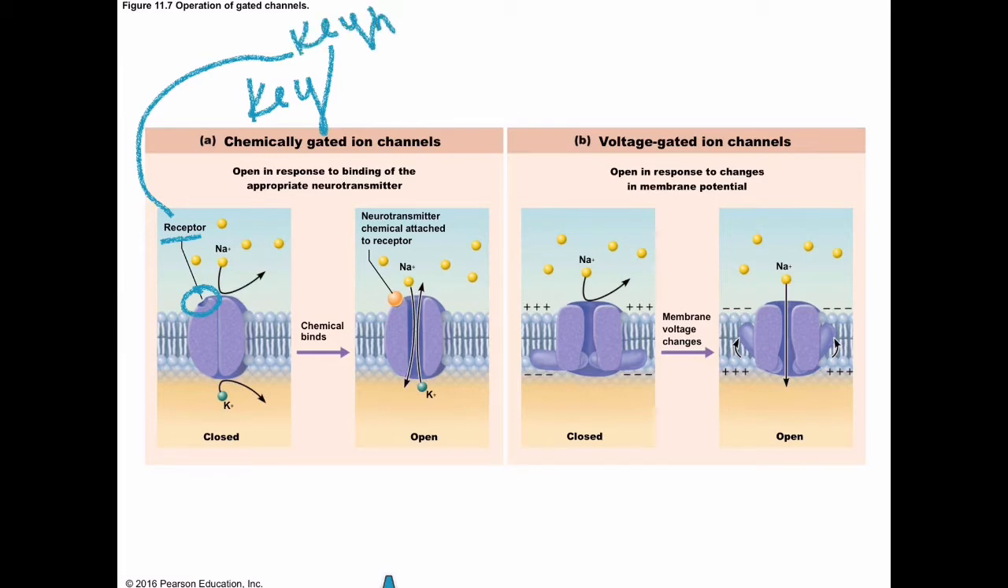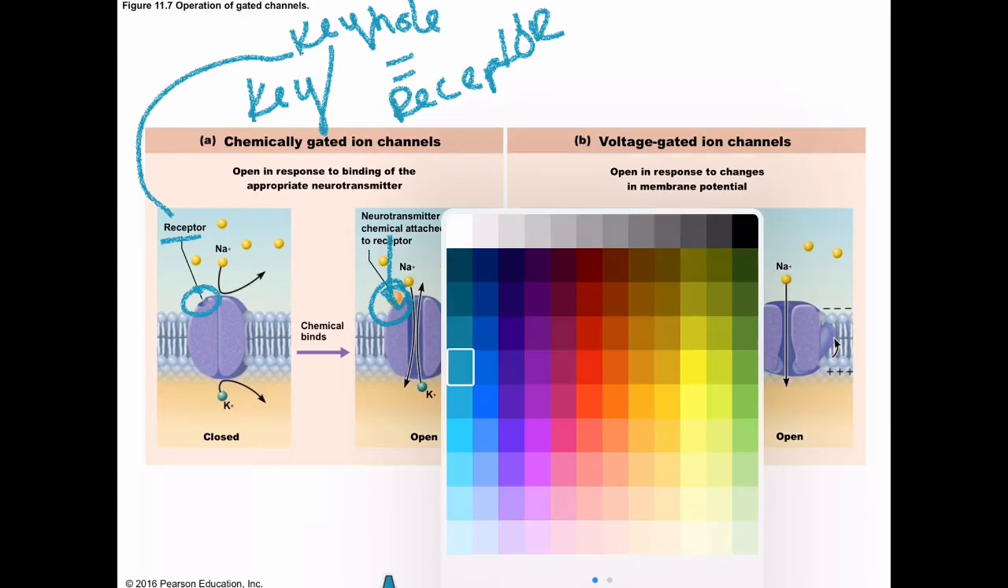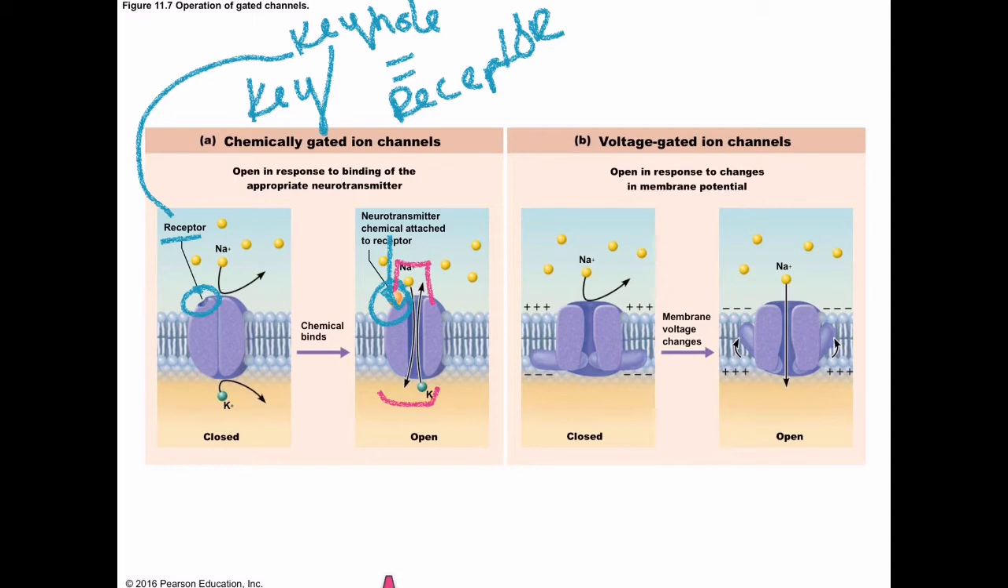Keyhole equals receptor, right? So for this receptor, that's the only place the key can bind. So here's an example of a key that actually ended up in the keyhole. And so as you can see, that door just opened wide. There it is. Now everybody gets to pass through, right? So that's the chemically gated. And so the chemical is your neurotransmitter, right?